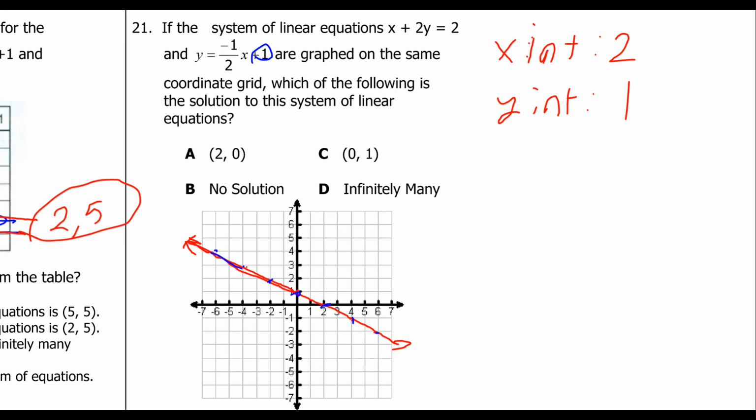Okay, so I go ahead and I connect those dots, and wow, it seems like that line is right on top of my other line. So what that means is that we got infinitely many solutions. Alright, when you have one line right on top of the other, that's how it works, okay?